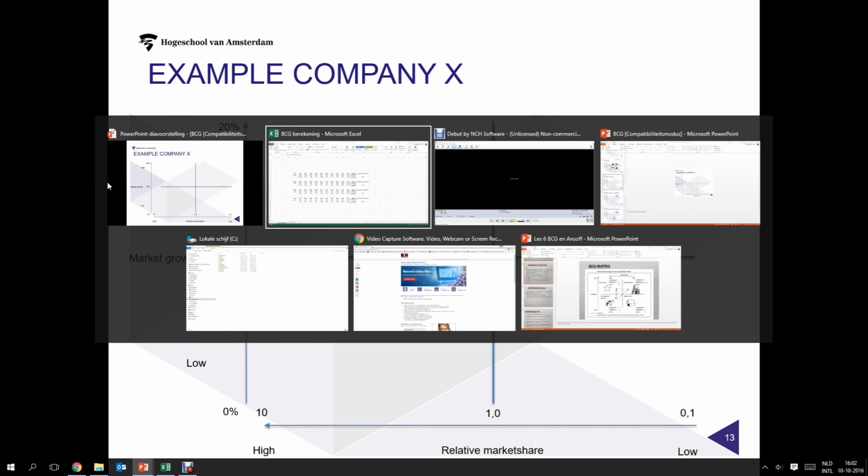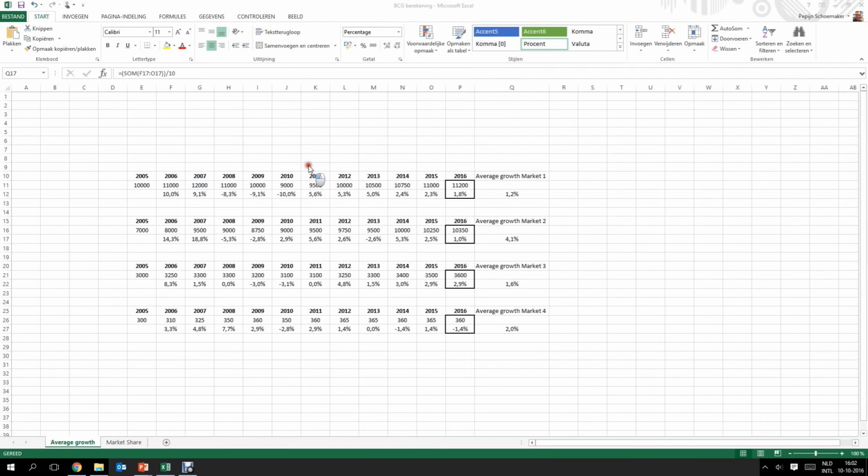Let's use an Excel model. In this Excel model, I've made a product market combination 1, product market combination number 2, 3, and 4. Let's pretend as if these figures are real or realistic. We've got the figures of every year. You can see in 2006 we had a market growth of 10%, in 2007 9.1, in these years there was a decline, etc., etc. Pretty realistic.